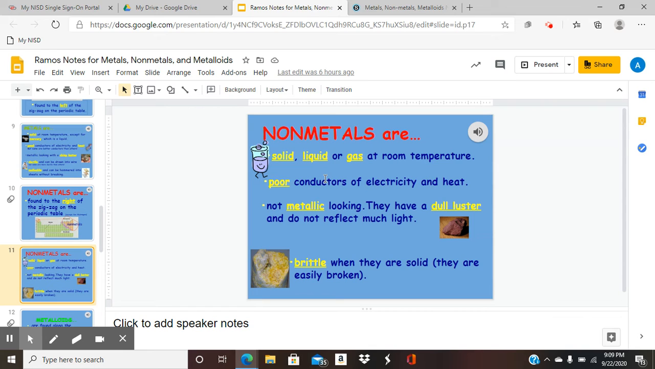Nonmetals are solid, liquid, or gas at room temperature. They are poor conductors of electricity and heat, not metallic looking. They have a dull luster and do not reflect much light. So they're not metallic, they're dull. They're brittle, and what brittle means is easily broken. So when they are solid, they can break easily.